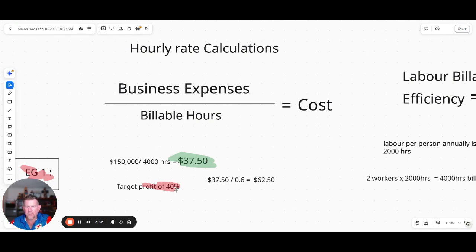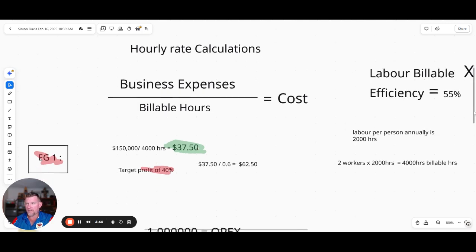And to do that, as I said, target profit here is 40%. So we do our cost divided by 0.6 equals $62.50. Now, why 0.6? Because it's 60%, 40%. So if it was 30%, you'd divide it by 0.7. If it was 70%, you'd divide it by 0.3. If it's 50%, 0.5. So that's clear mathematics. Then if you charge each person at $62.50, you would make a profit of 40% in your business, basically, for everything you did. Plus, hopefully, you're making profit on your materials as well. Okay, so that's example one.